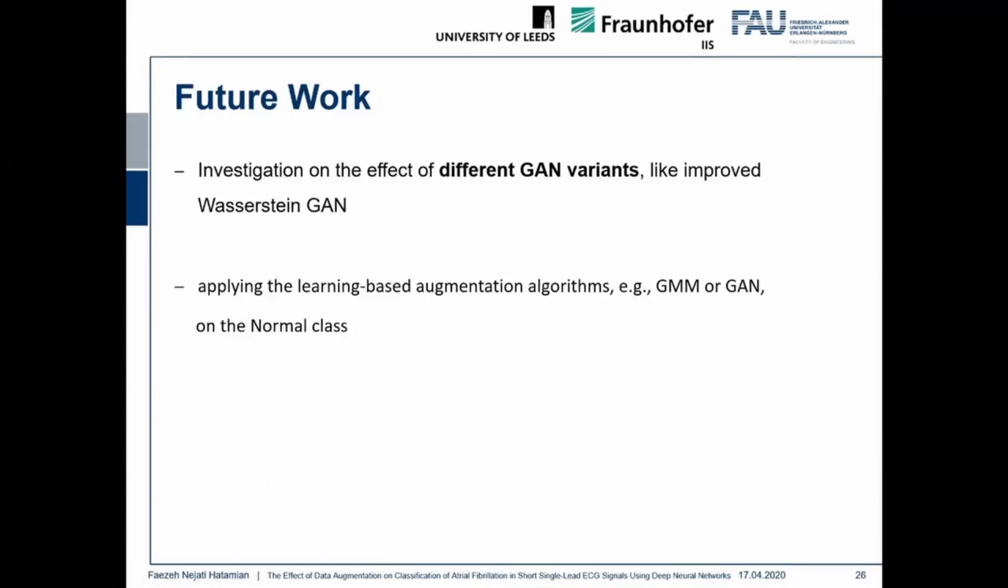Time constraints left us with some gaps to be addressed as our future work, like investigation of the effect of different GAN variants, like improved Wasserstein GAN. Also, we would like to apply the learning-based augmentation algorithms like GMM or GAN on the normal class to see whether any distinctive feature can be learned in order to reduce its confusion with the AF class.